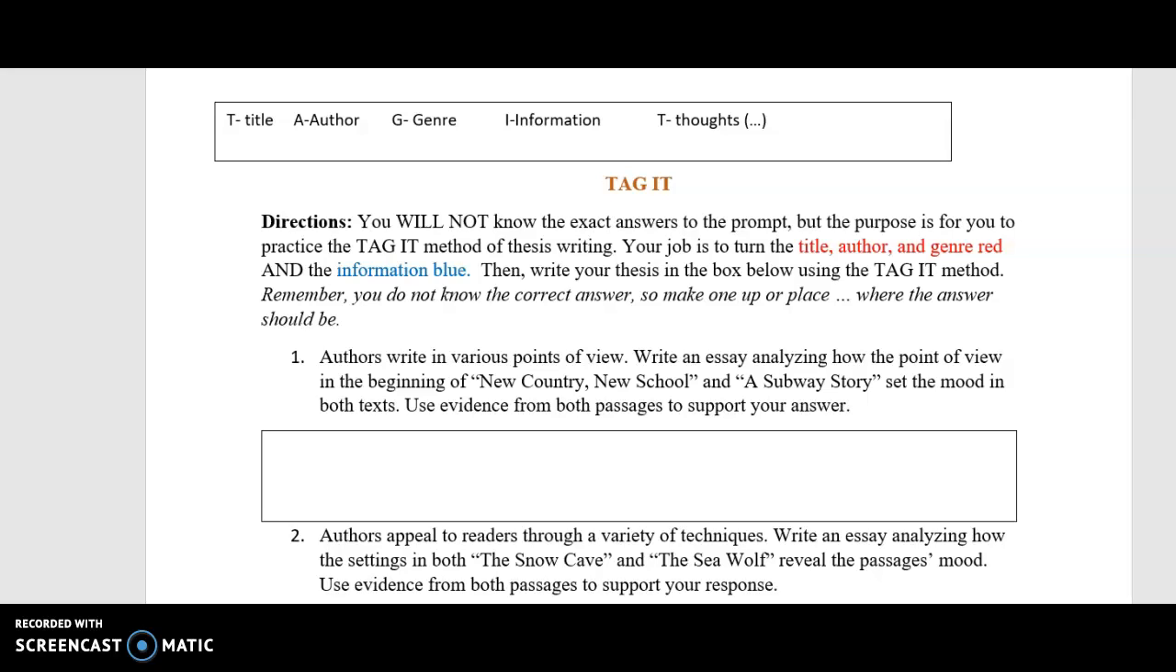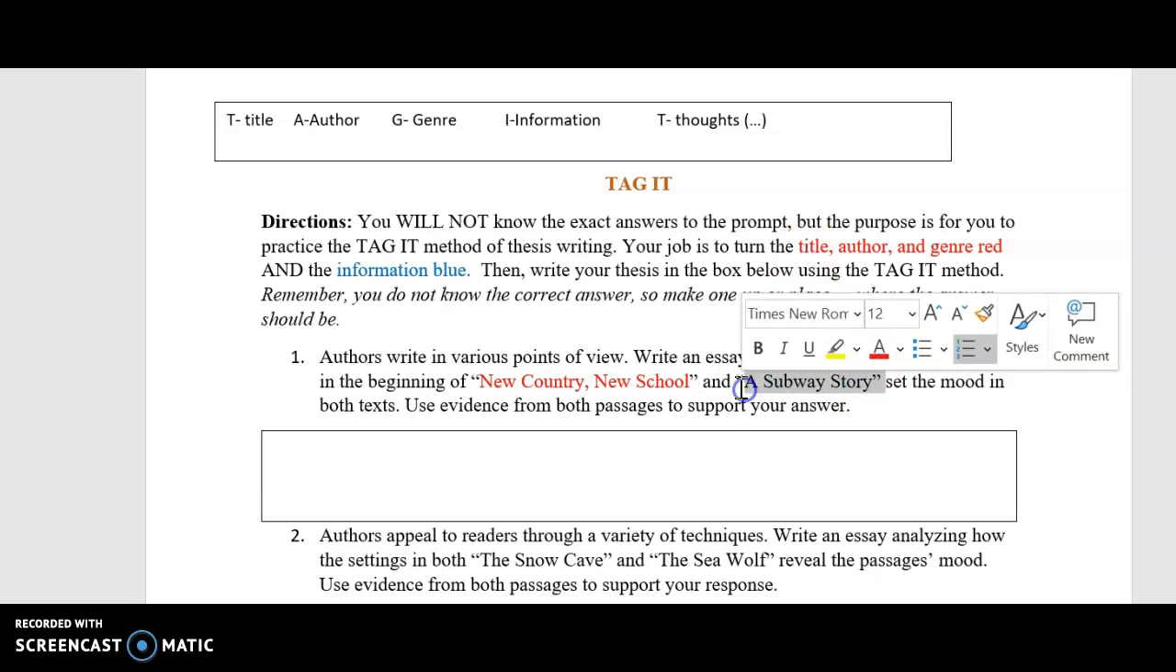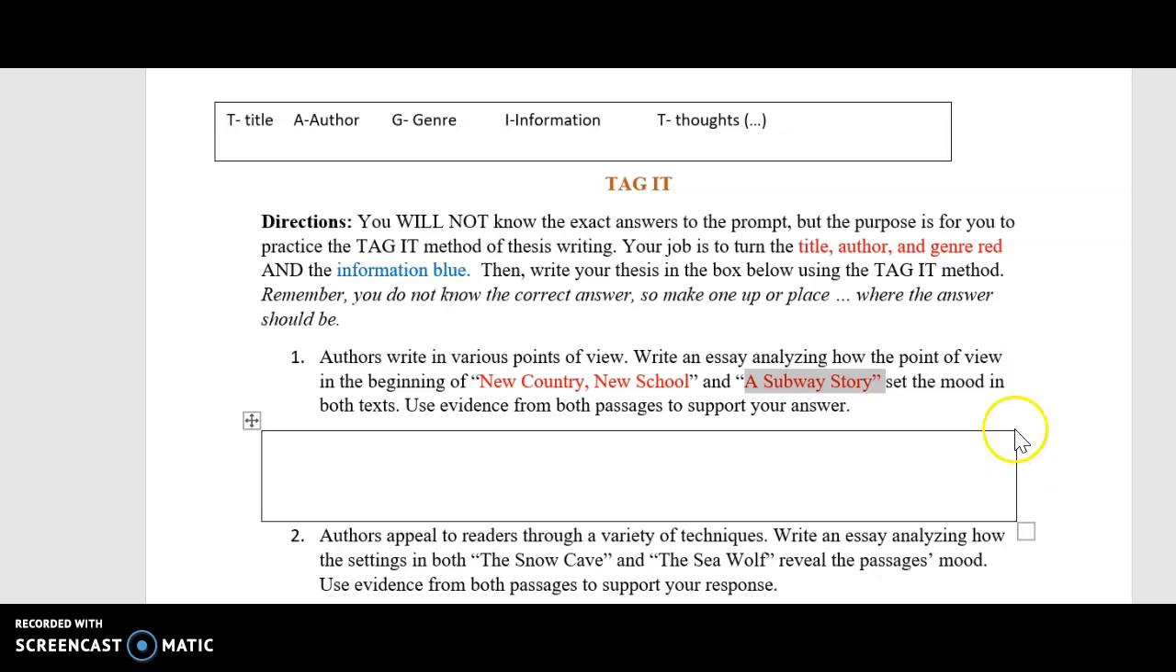And it says, authors write in various points of view. Write an essay analyzing how the point of view in the beginning of "New Country, New School" and "A Subway Story" set the mood in both texts. Okay? Use evidence from the passage to support your answer. Alright, so we need to find our title. We know that "New Country, New School" is our title because it is in quotation marks. So that is our title.